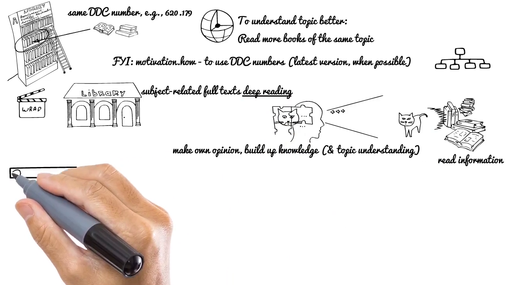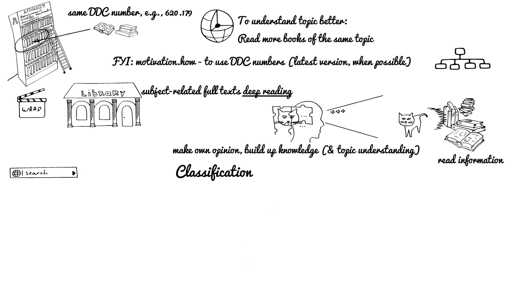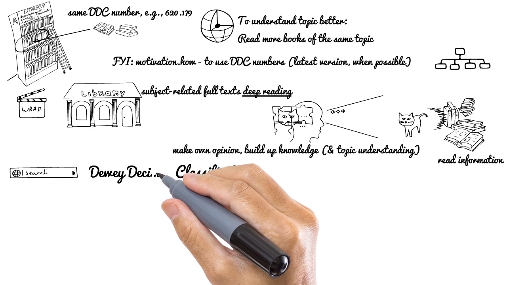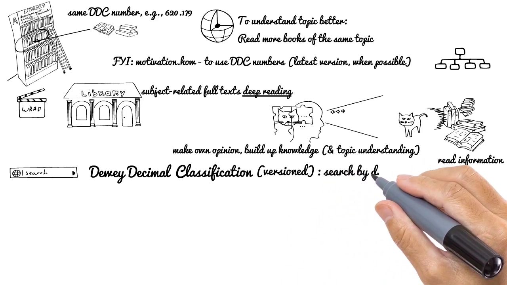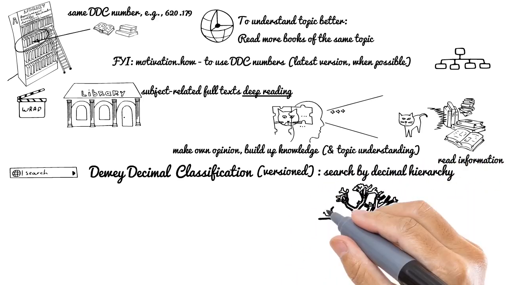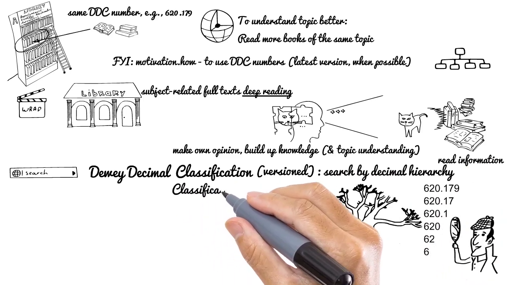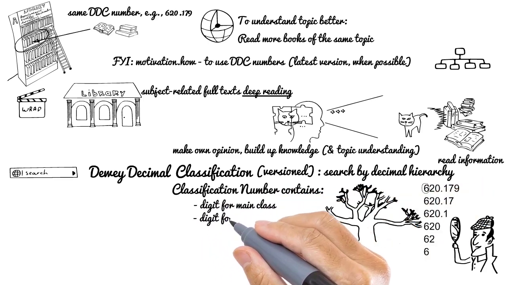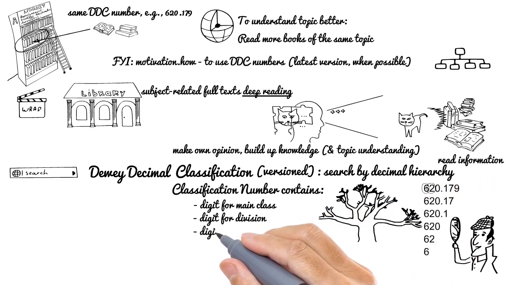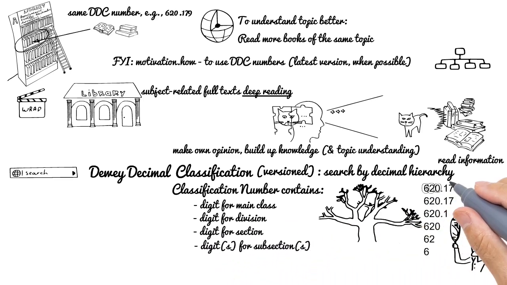To effectively navigate in the thousands of books, classification efforts were made. One of the most popular is Dewey Decimal Classification, which is regularly revised and comes in versions. It allows to use a very convenient search by decimal hierarchy embedded in the classification numbers assigned for subjects. Such classification number contains number for 1 out of 10 main classes, number for 1 out of 10 divisions, number for 1 out of 10 sections within division, as well as narrower subdivisions, each of them adding decimal digits on the right side of classification number.